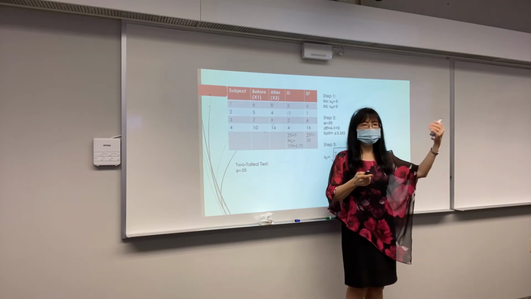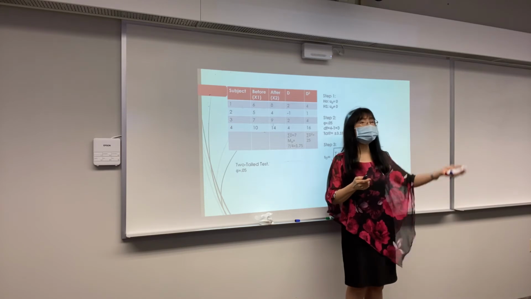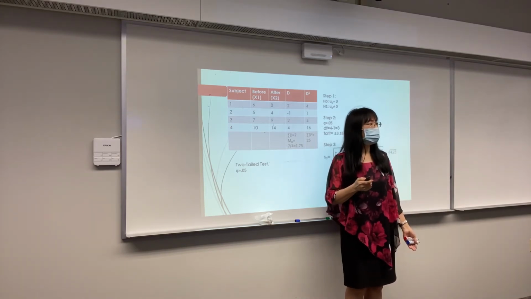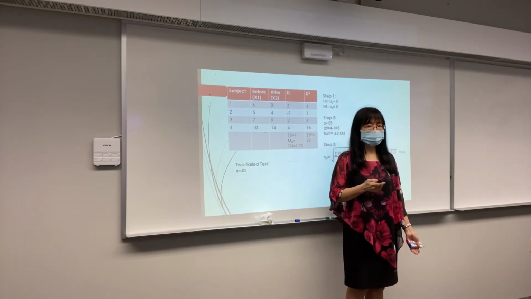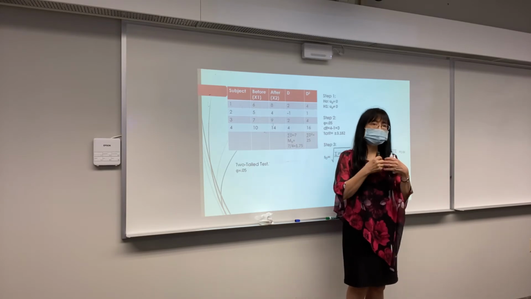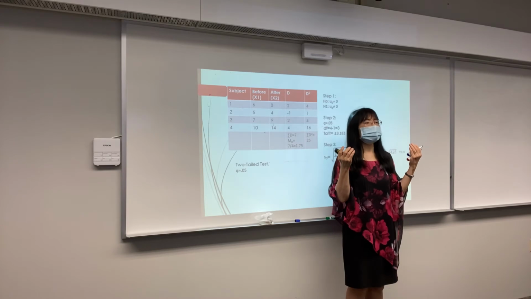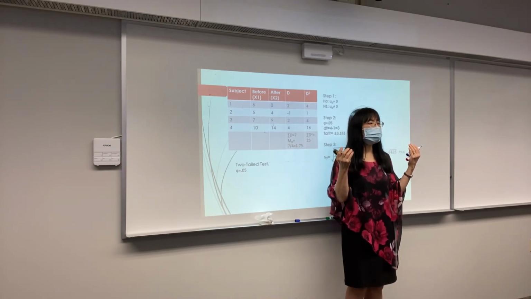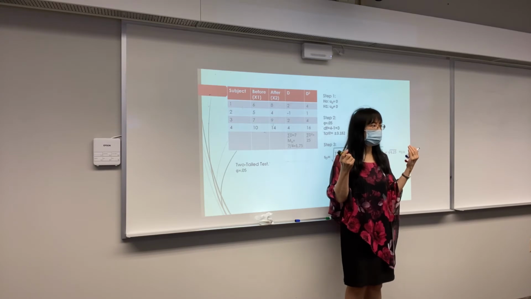This is just a matter of calculation. If your calculation is correct, you get 12.75 divided by 3, and this gives 3.06. This is actually the standard deviation of the difference. And then the next step is to find the standard error of the difference. What do we do for the standard error of the difference?